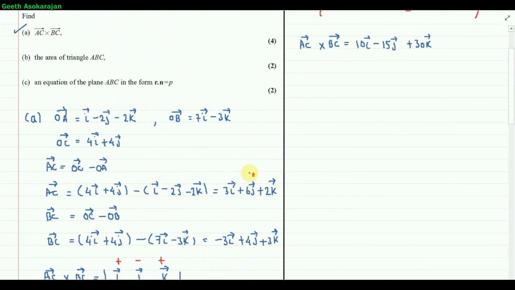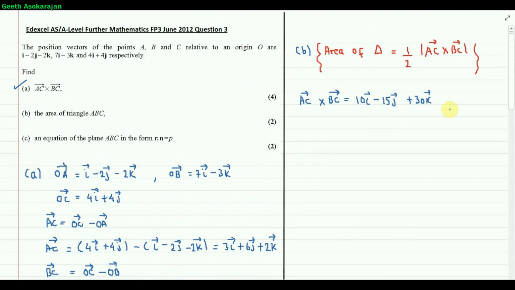Okay, so that is from part A. So that comes from part A. However, we need the modulus of this vector. Modulus means the size. So in this case, we need the modulus of AC cross BC. Whoops, let me make it as neat as I can. And to calculate the modulus, we need the square root.